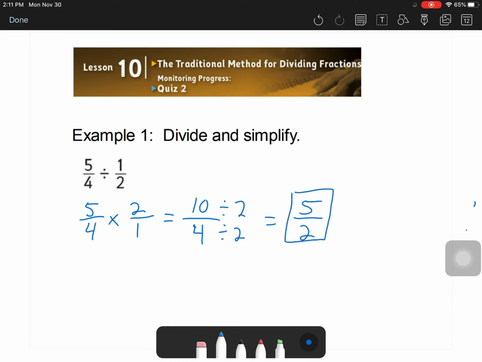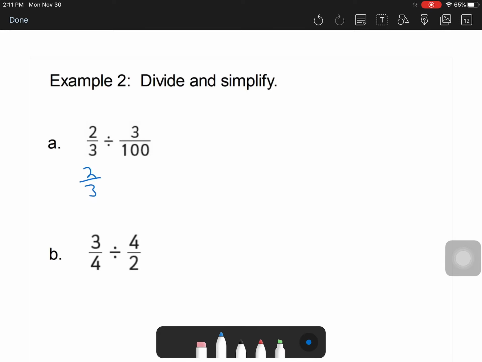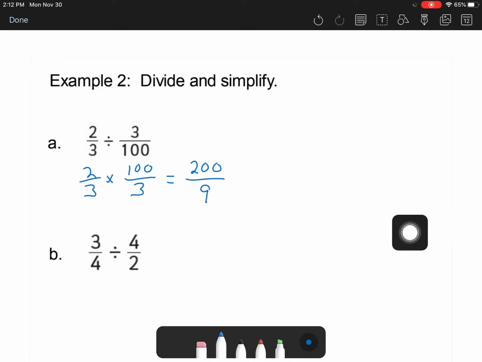All right, next one. We're going to write this as 2/3 times, and we're going to flip this over, 100 over 3. And we're going to multiply across. I don't see any of the same numbers to cross out, so we'll multiply and we'll get 200 over 9. And I don't think, factors of 9 would just be 3 and 3, and 3 doesn't go into 200, so I think we are done with that.